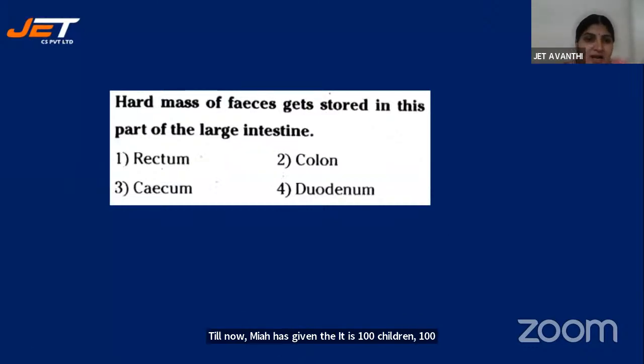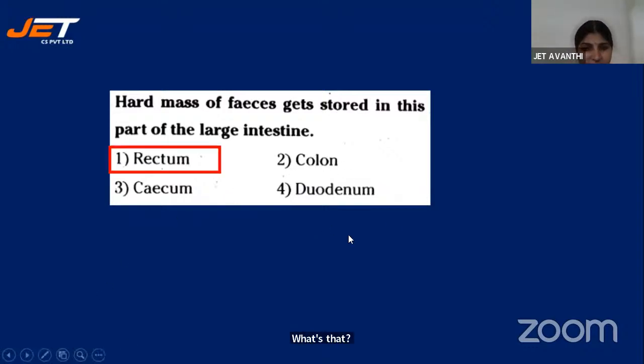Next. Hard mass of feces gets stored in this part of the large intestine. Which part will be storing the feces? That is the unwanted material. Which part? Rectum, colon, cecum, and duodenum. Mahesh and Vishwanath have given the correct answer. It's not 4, Vijay. It's not 4, Chetan. Option 1, rectum. Rectum is the correct answer, children.